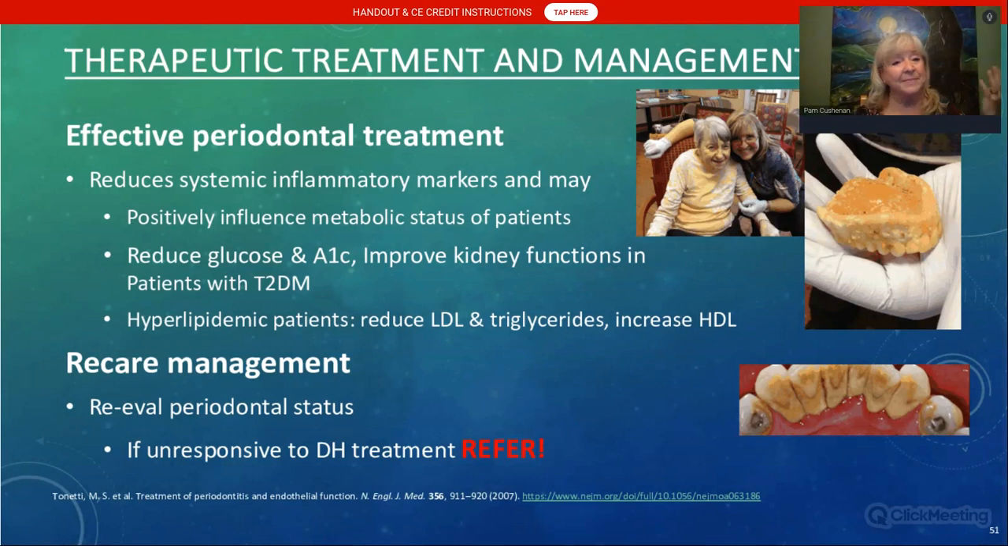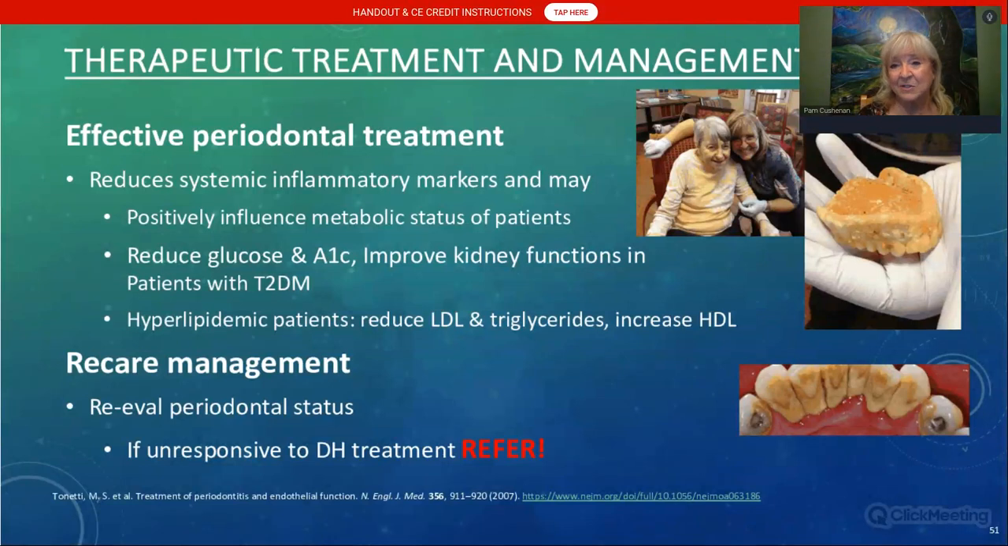So effective perio treatment: if a patient needs deep scaling, do the deep scaling. Bring them back to evaluate. Get them in for regular care, because we're seeing evidence that when we keep a patient out of chronic active disease, it will have a good influence on that metabolic status. It will help to reduce glucose and A1C levels, improve kidney functions in patients with type 2 diabetes. Also, again, as we referred to earlier, patients with cholesterol issues, it reduces LDL and triglycerides, and can help to increase HDL.